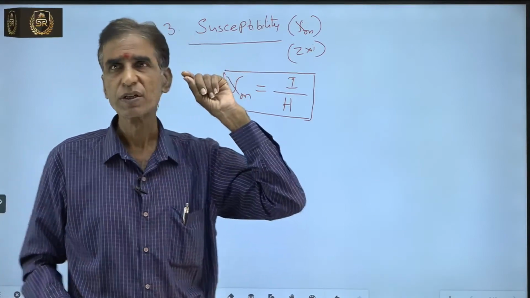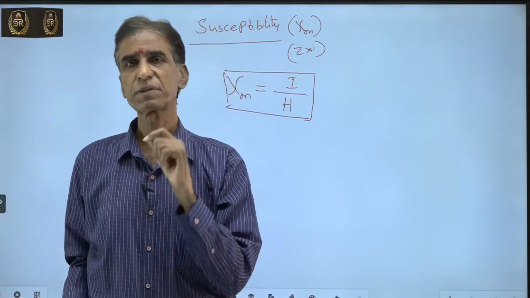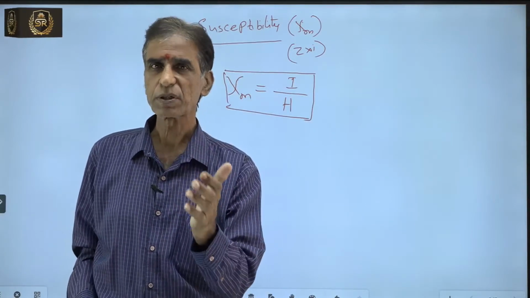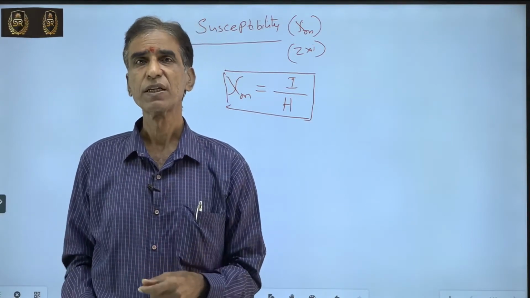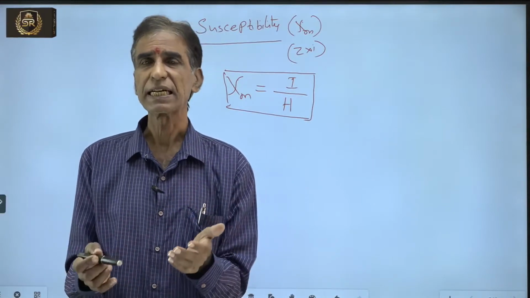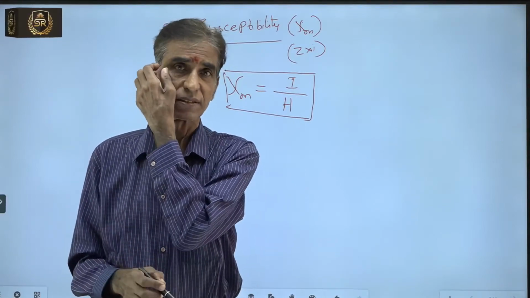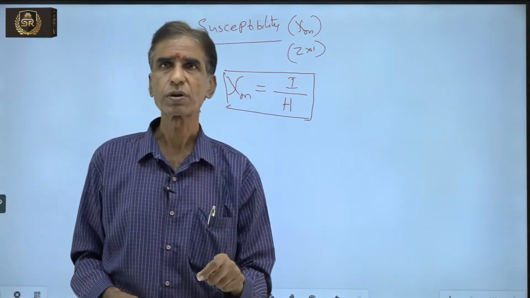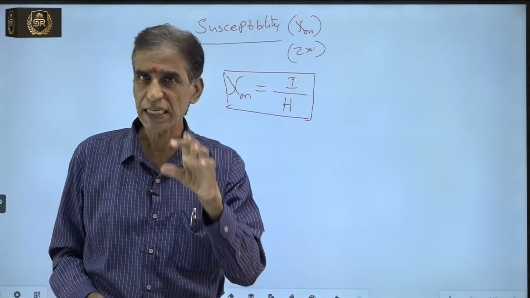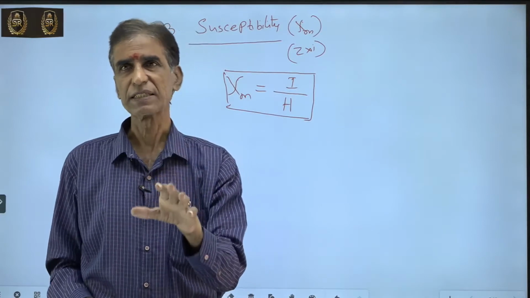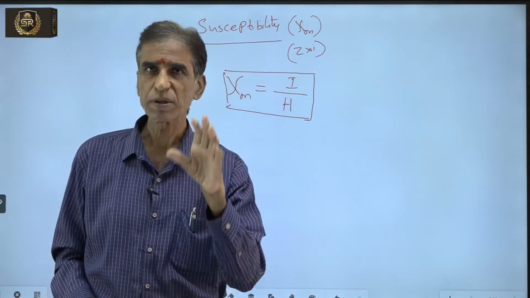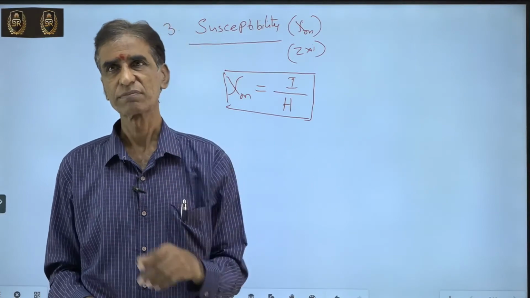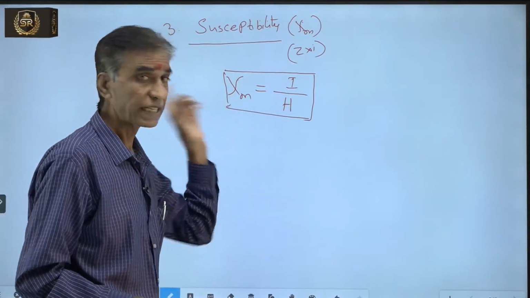What is the significance of susceptible? He is more susceptible to diseases means he is going to be easily attacked by diseases. That means here, if the susceptibility of a material is higher, the material can be easily magnetized. And if the susceptibility is less, it will be difficult to magnetize the material. That is the significance of this Xi.